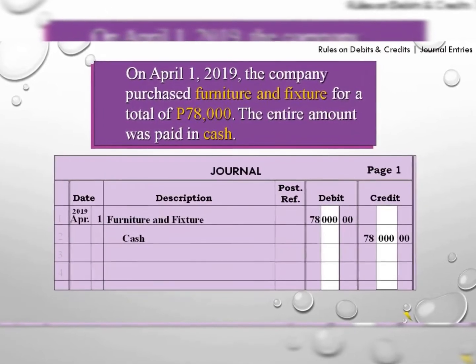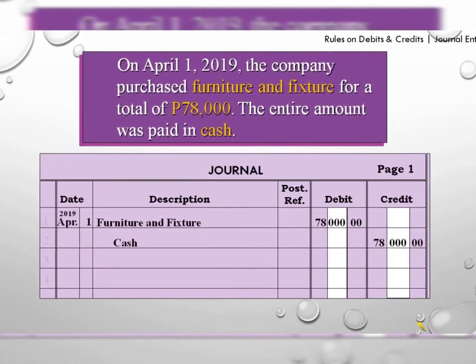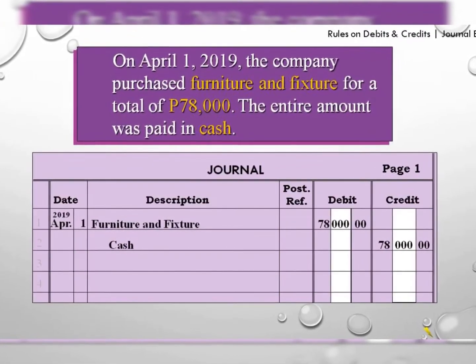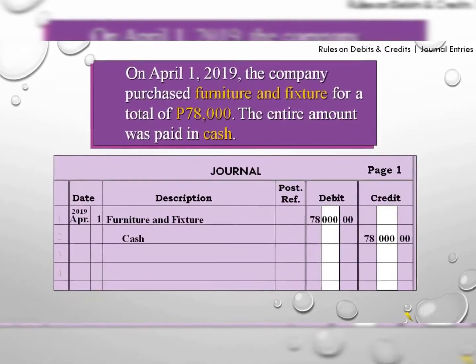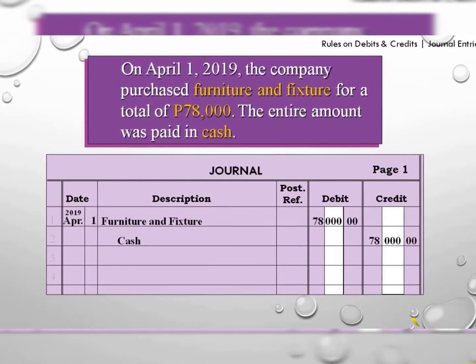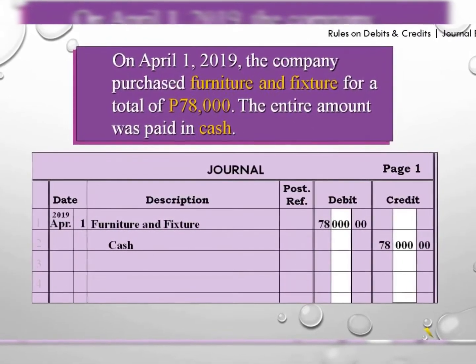For example, on April 1, 2019, the company purchased furniture and fixture for a total of $78,000. The entire amount was paid in cash. Journal entries: furniture and fixture debited, cash credited.